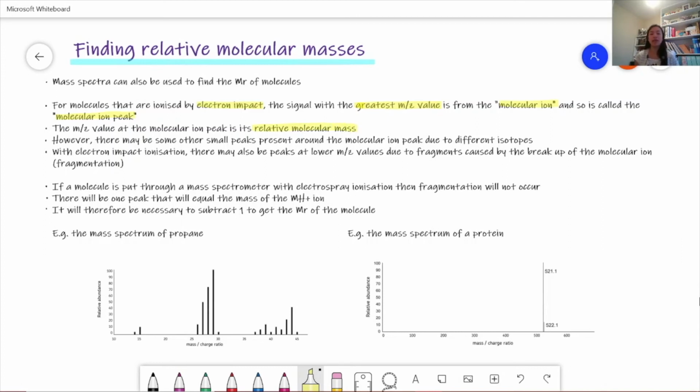However, sometimes there might be other small peaks present around this molecular ion peak, and this will be due to different isotopes. First of all, let's look at the mass spectrum of propane. Propane has been produced using electron impact, so firstly we look at the peak with the greatest m/z value. You might think it's this one at 45, but we actually need the biggest peak with the greatest m/z value, because this one is just due to an atom of hydrogen-2 or carbon-13, which are isotopes of hydrogen and carbon. And so this here is actually the molecular ion peak.